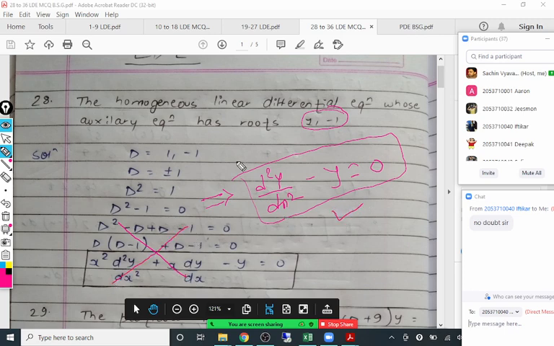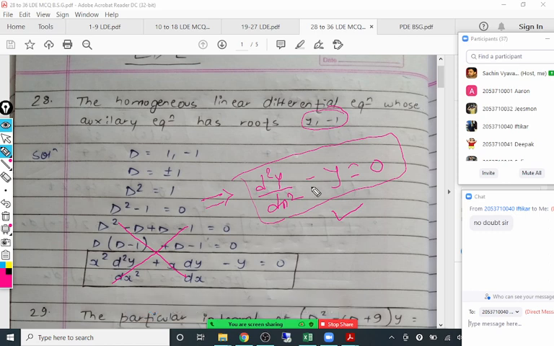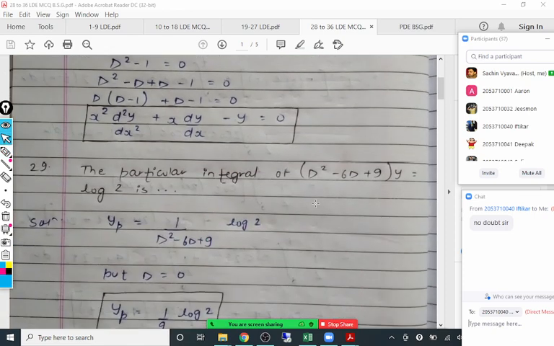This is the answer, because we want the homogeneous LDE. All these differential equations are homogeneous. Why are they homogeneous? Their degrees are 1. The degree of y is 1, and the degree of d2y by dx square is also 1. So each term has degree 1, so they are homogeneous LDEs. Just find a linear differential equation; don't get confused by the word homogeneous. So the answer is d2y by dx square minus y equal to 0. And if you see the auxiliary equation, D square minus 1 equal to 0, you get those roots. Okay. Good.